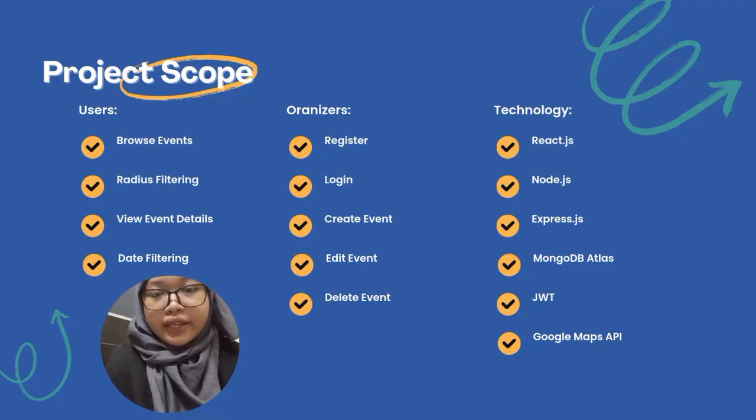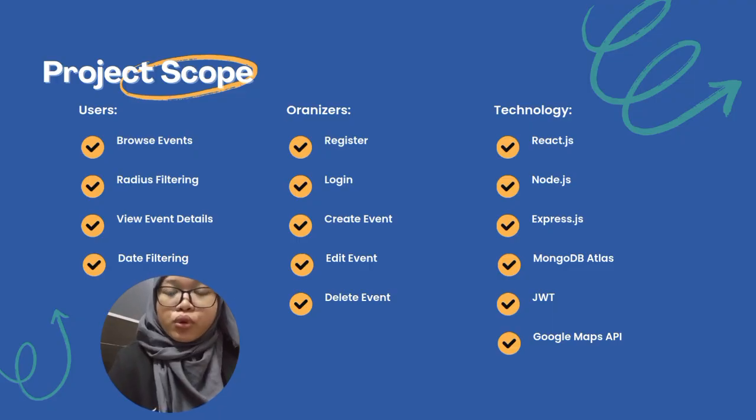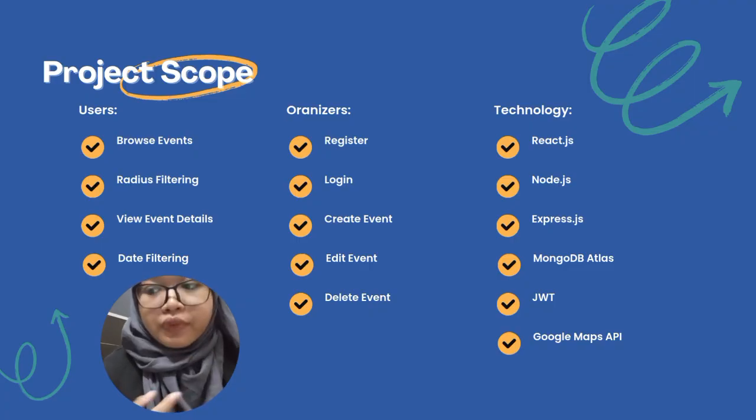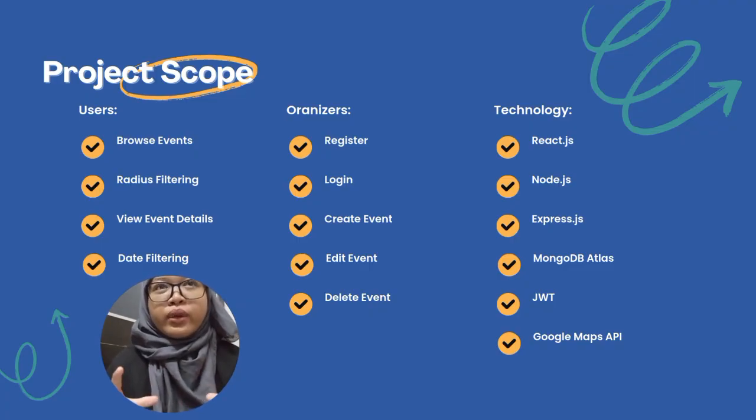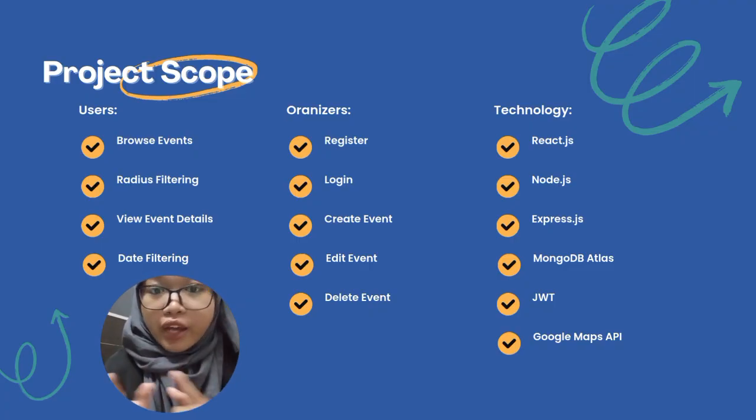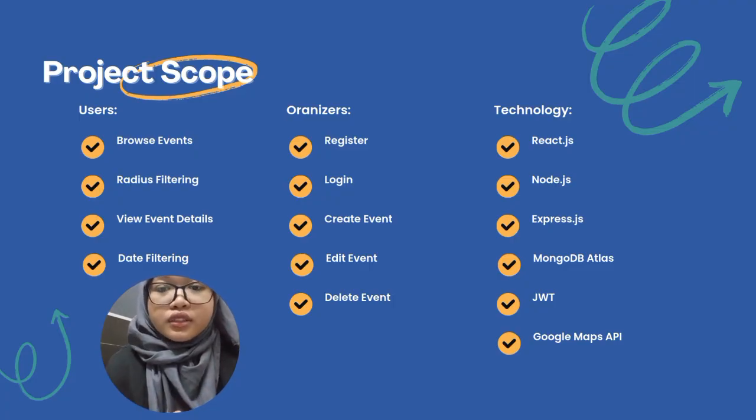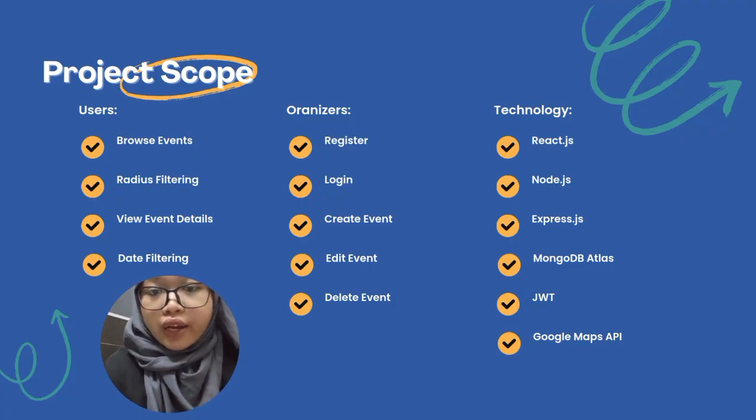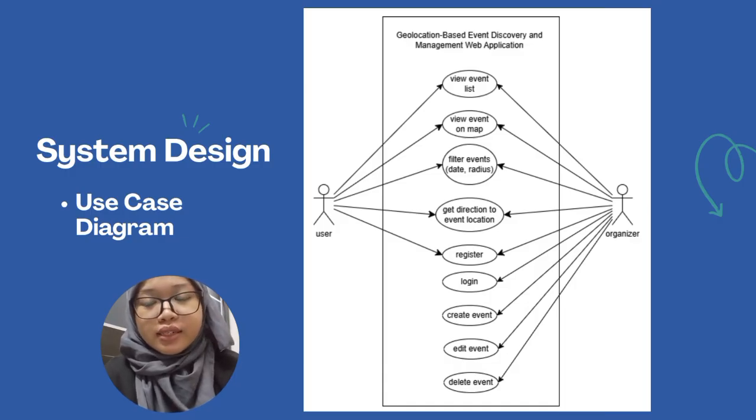For this project, I implemented the MongoDB database for information storing. I also implemented Express.js, React.js, Node.js, which will form a MERN stack, JWT authentication for security, and Google Maps API. Next, we will proceed to the system design.